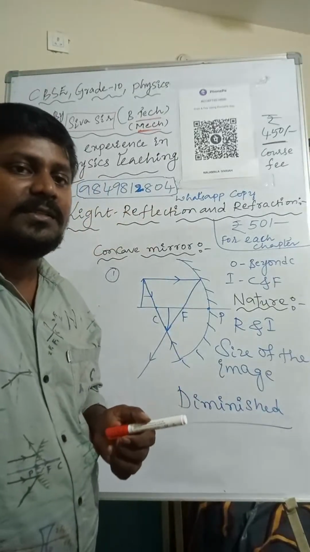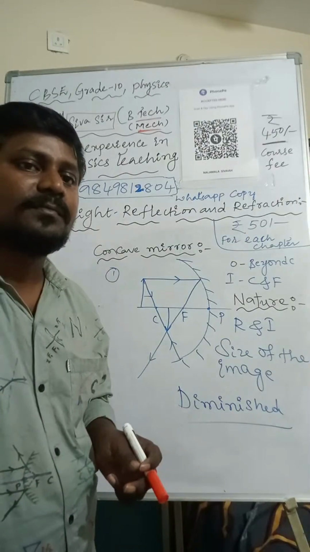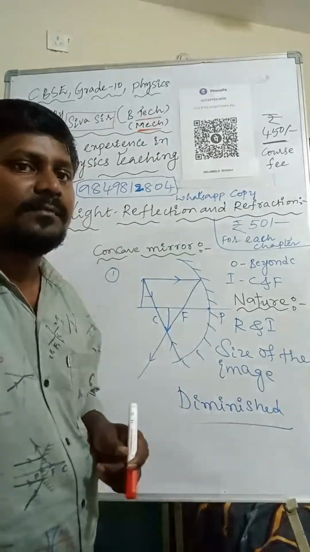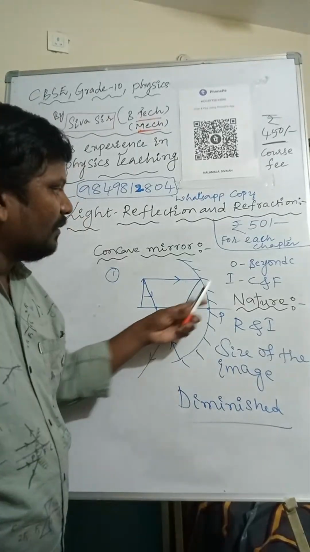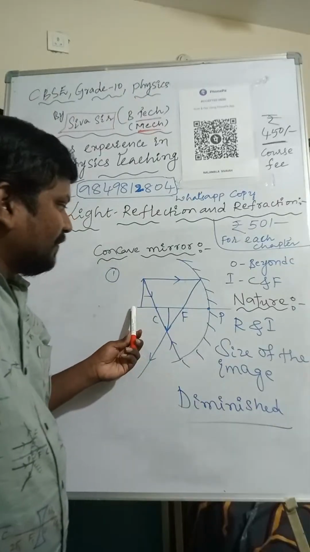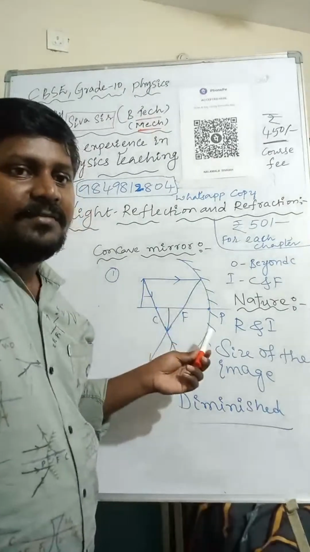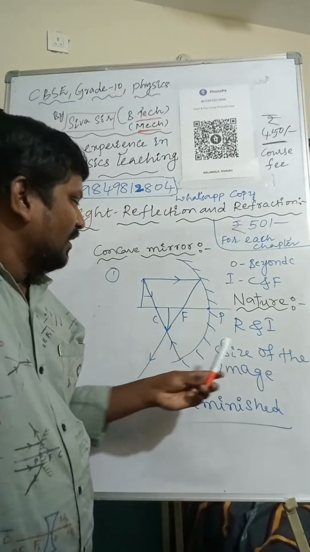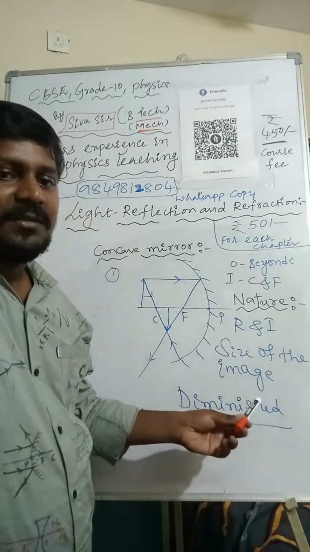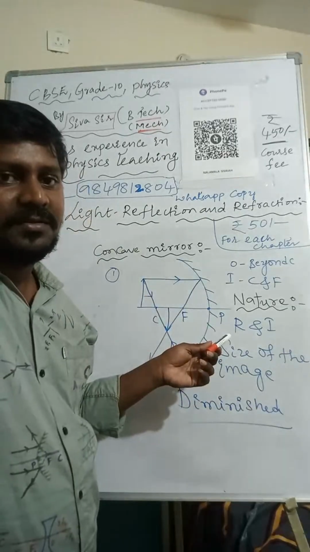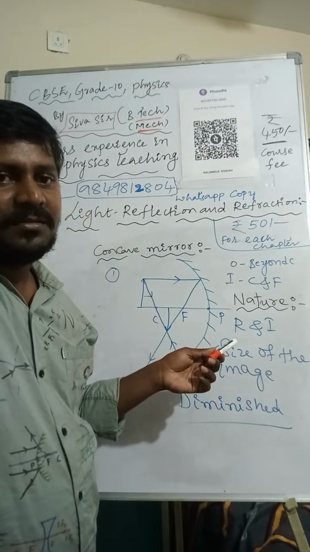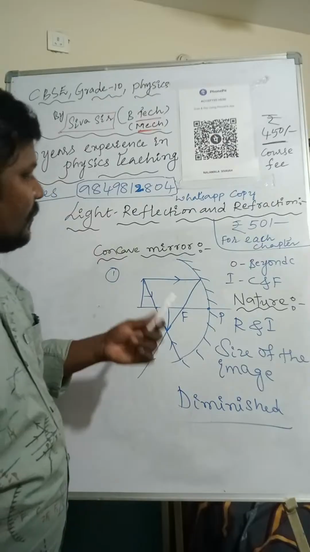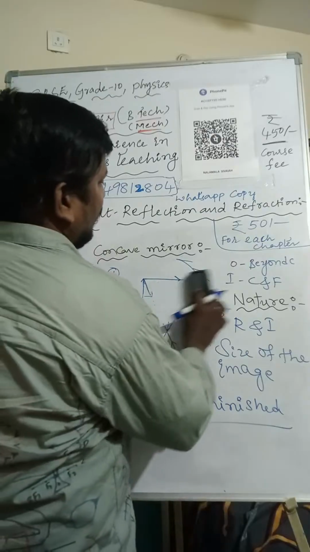Okay, check once. Clear? So object is placed beyond center of curvature. Image will form between C and F. Nature of the image is real and inverted. Size of the image is diminished. Compared to the object, image size is reduced. So I hope it is clear to you all. Right? Yes. So next, one more image formation.